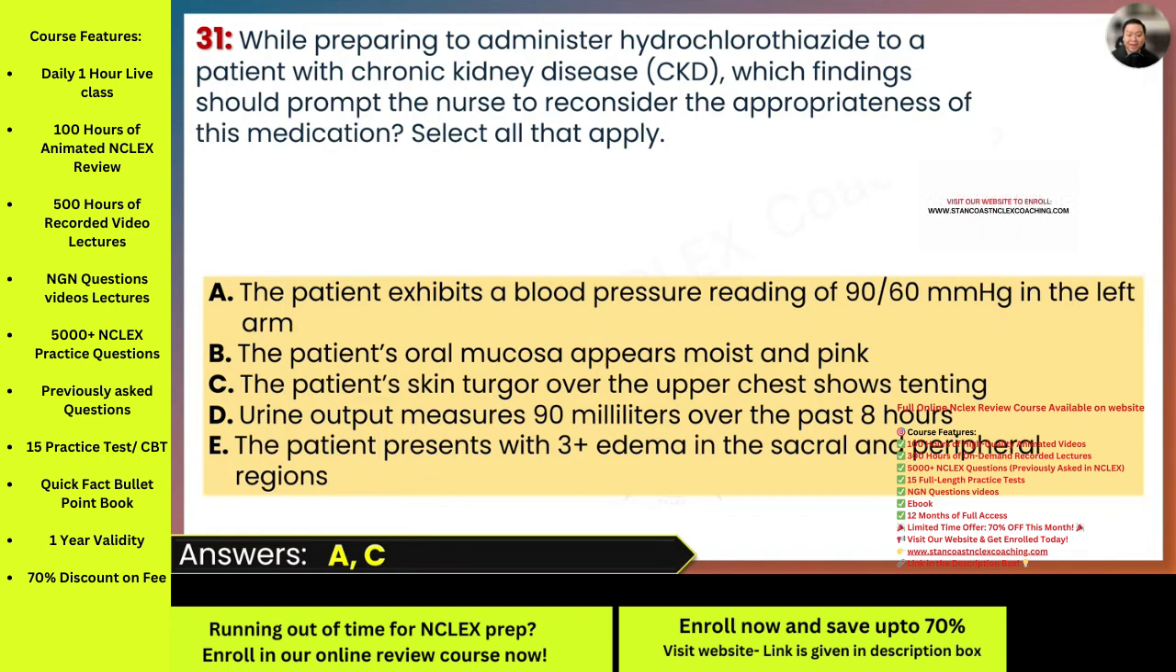So for you to correctly answer this question, you have to differentiate between findings that indicate the need for caution or withholding a medication versus those that support the therapeutic effect of the drug. So you have to focus on the signs of dehydration or hypotension because those are the red flags for the administration of the diuretics. And do not forget to consider the patient's current status. Again, they have also the CKD.